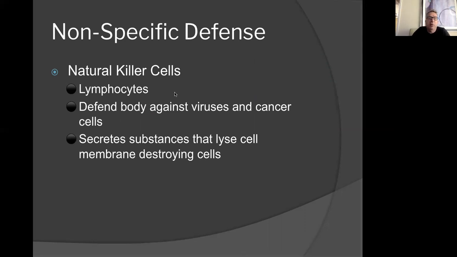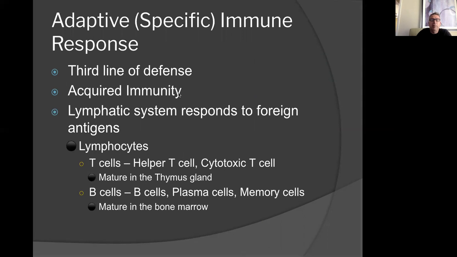All right, so natural killer cells, and this is where we're going to talk about lymphocytes, right? Another type of white blood cell. They defend against viruses and cancer cells, and secrete substances that lyse or cut the cell membrane and destroy it. The more I talk about this lecture, the more I should maybe do the white blood cell lecture as well. So I'll include that.